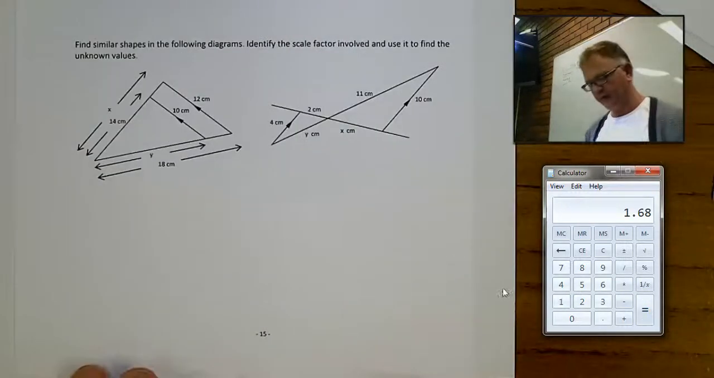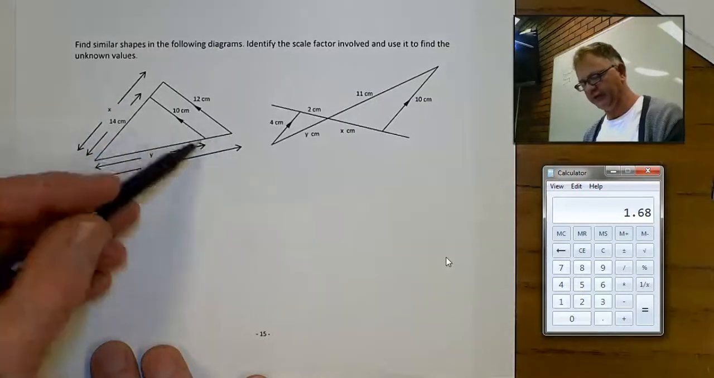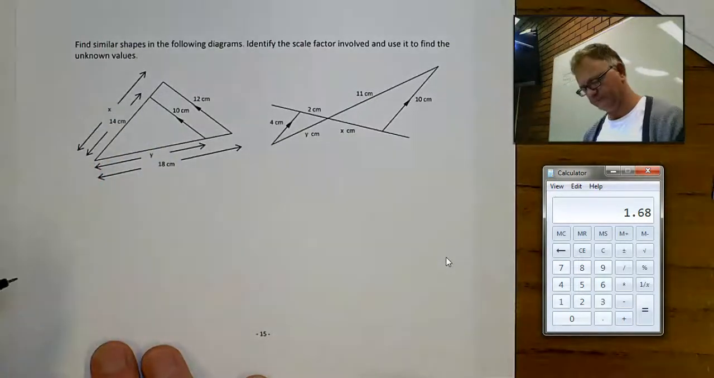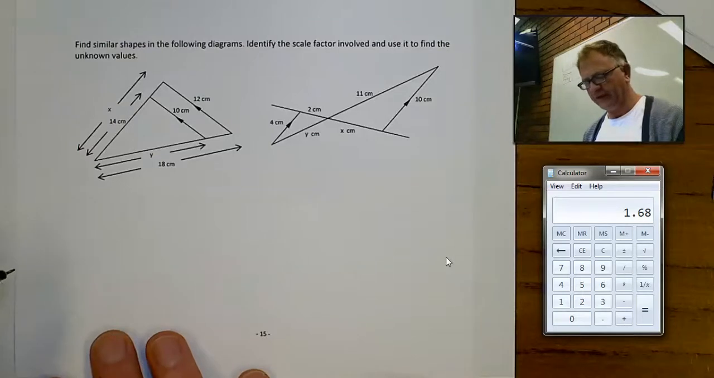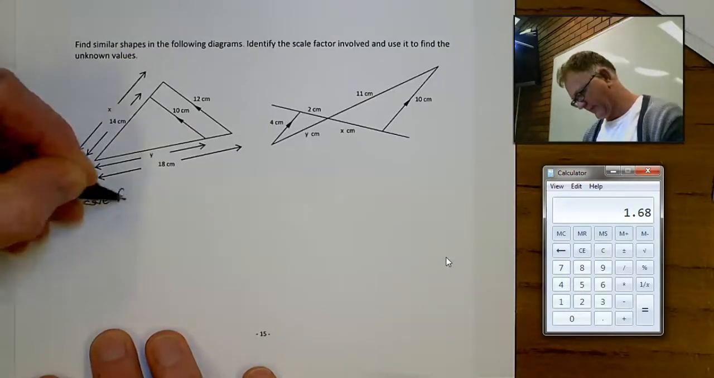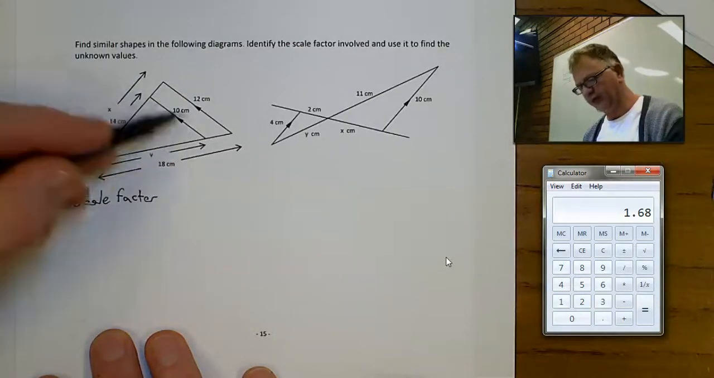And here we've got some similar triangles. This triangle here is the same shape but a different size than this one here. You could tell that because all the angles in this triangle match up to the angles in this triangle. If we want to use scale factor to work out the unknown sizes in them, what we should probably do is work out the scale factor when we change from the smaller to the larger.